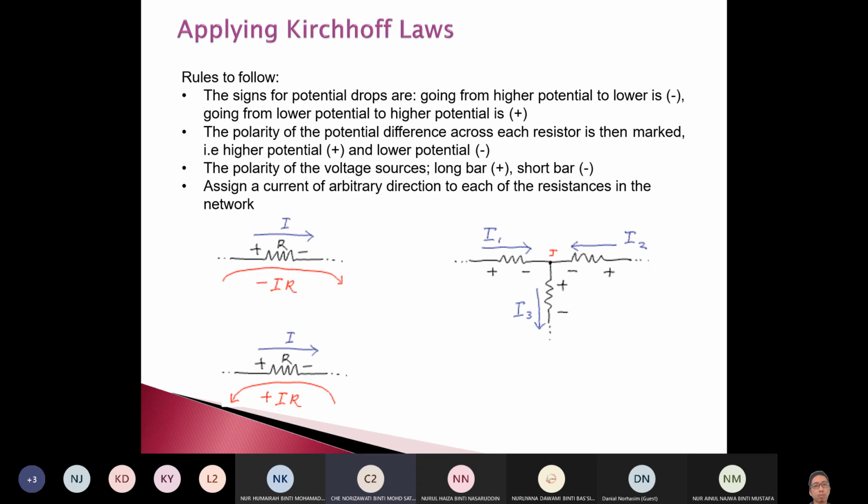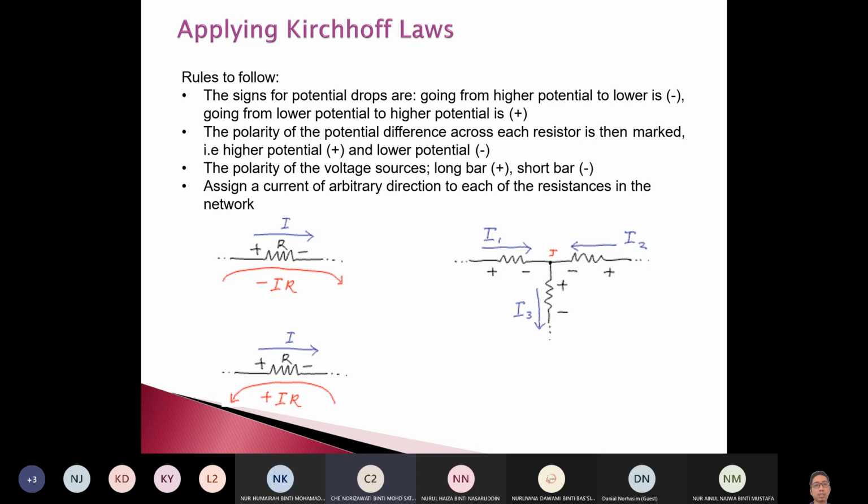And then for I2, if it is going to the other side of I1, opposite to I1, it means that it meets at a junction. Then the resistor polarity is still from positive to negative. So the resistor direction will follow the current direction. And then I3 is going out of the junction, meaning that I3 is equal to I1 plus I2.